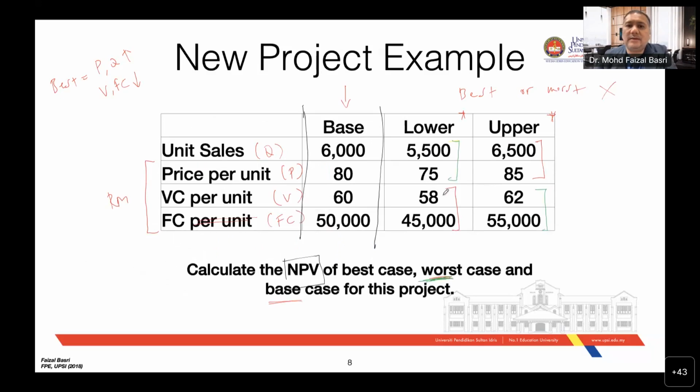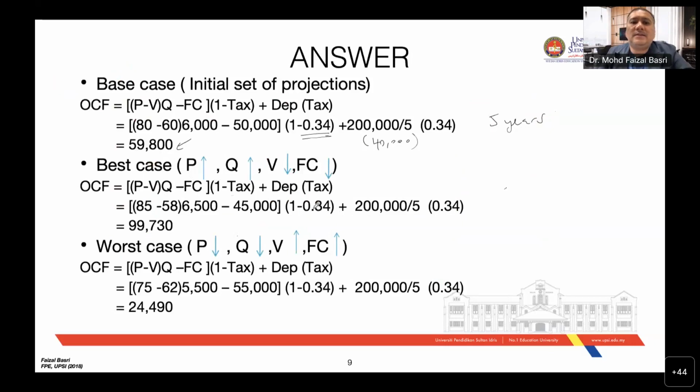Yeah, this one, the lower bound, the red one: 58 and 45,000. So multiply with 1 minus 34%. So this is fixed. The tax rate doesn't matter, your assumption will be the same. And the depreciation is also the same, 40,000 times 34%. And here, as you can see, our operating cash flow will be higher at RM99,730. And this project will give them quite a significant amount of increments, based on that assumption.